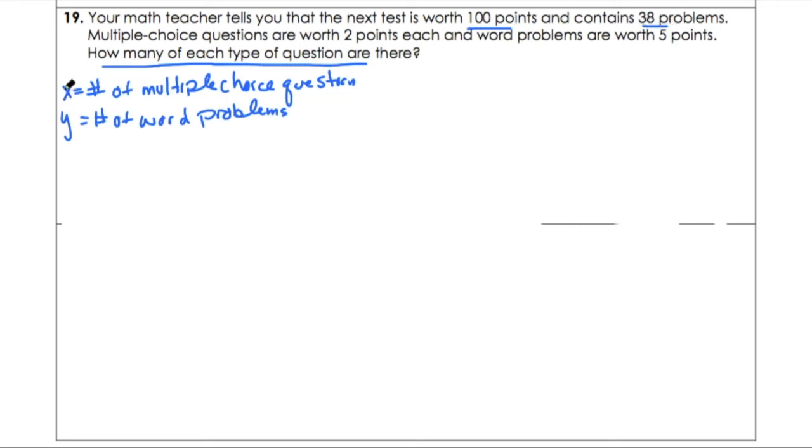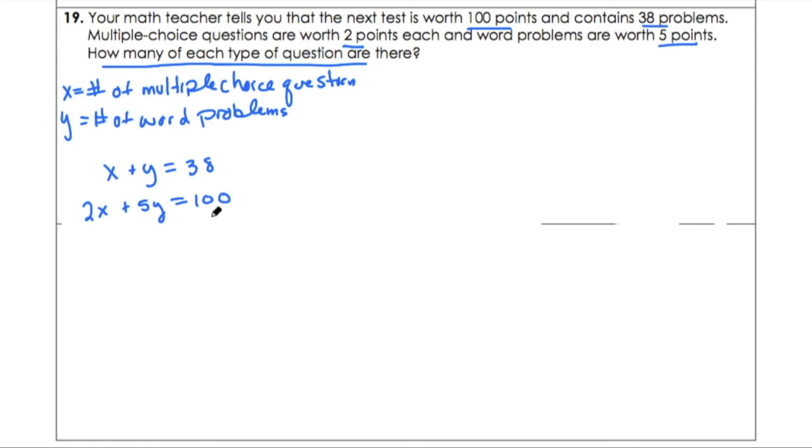We know X and Y are these two types of problems, and we know that there's 38 problems, so that must mean that the multiple choice questions and the word problems together combine to 38 total problems. To get to the 100 points, then we have to bring in the fact that multiple choice are worth 2 and word problems are worth 5. So 2 times the number of multiple choice questions will give us the points that we get from multiple choice, and 5 times the number of word problems will give us the number of points from those word problems. Well, if we add the points from multiple choice and the points from word problems together, we should end up with 100 points.